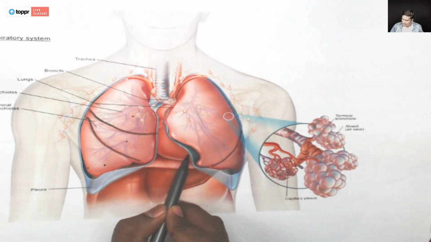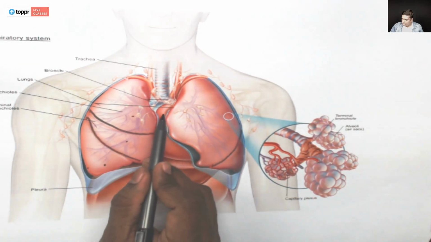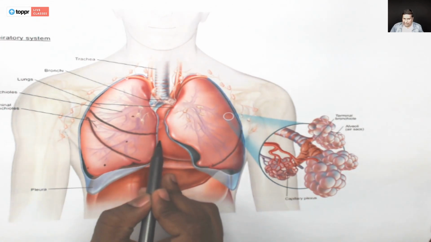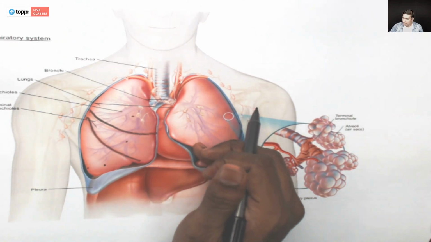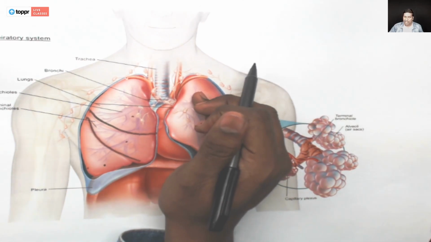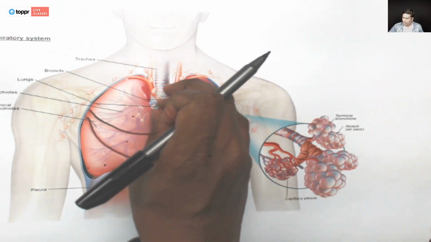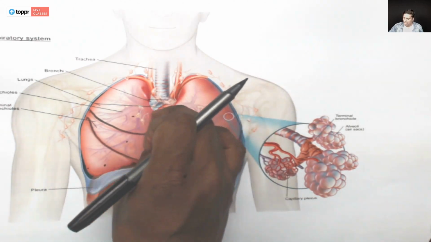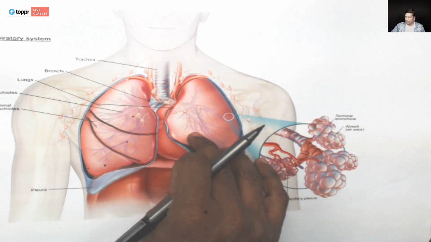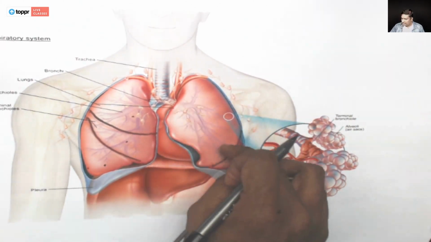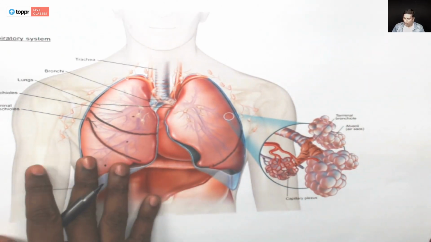So you have some space in the left one because it has only 2 lobes. The heart actually aligns towards the left for that reason. Because the left lung has only 2 lobes, there's ample space for the heart to place itself, because of which the heart is placed somewhat towards the left. So the left lung has 2 lobes, and the right lung has 3 lobes.